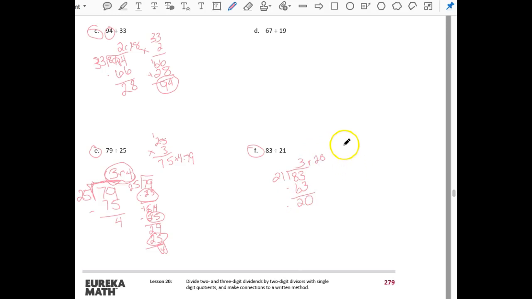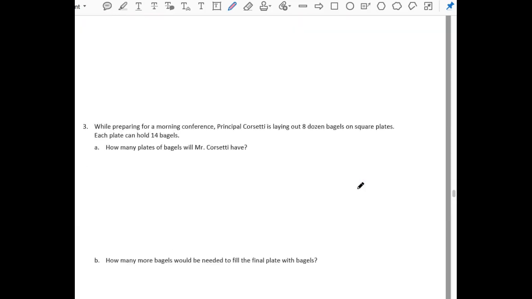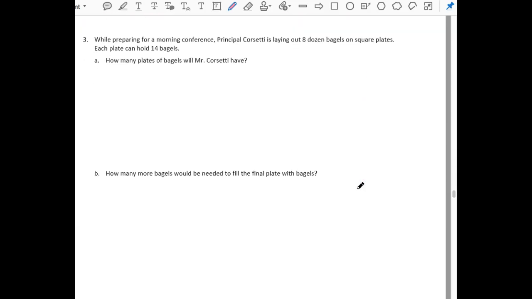Now let's check it, shall we? So we'll go 21 times 3 is going to be, 3 times 1 is 3, 3 times 2 is 6. Add your 20. 3 and 0 is 3. 6, 7, 8, 83. We're good. Now let's move on to a little bit more fun stuff.